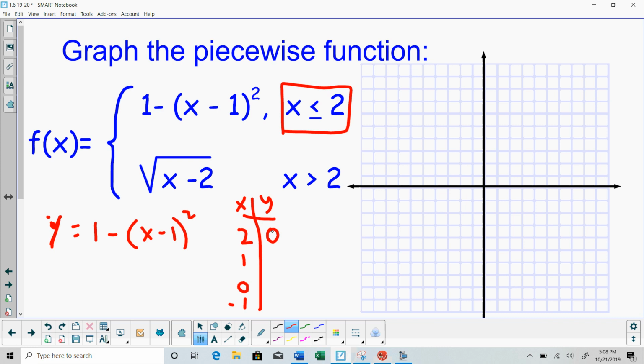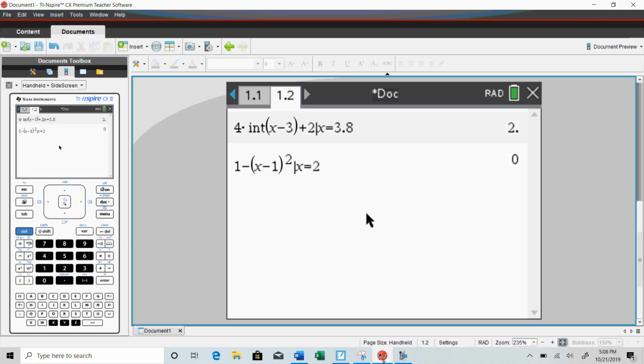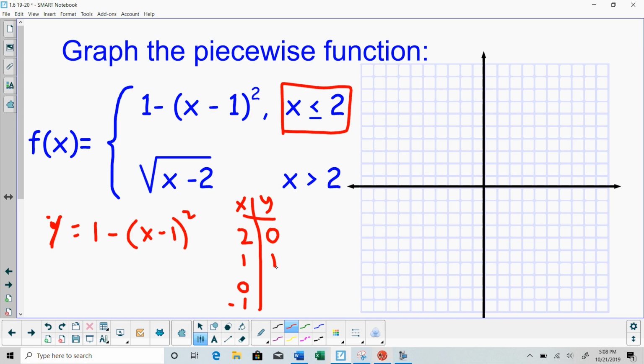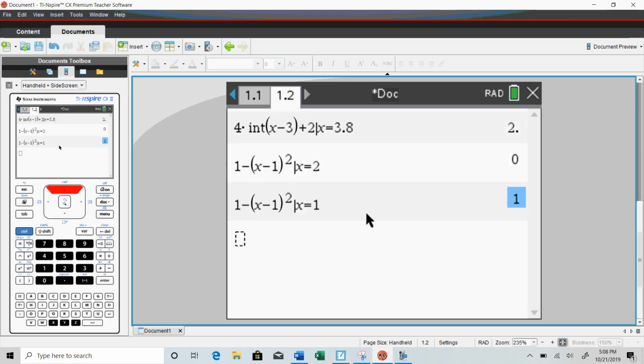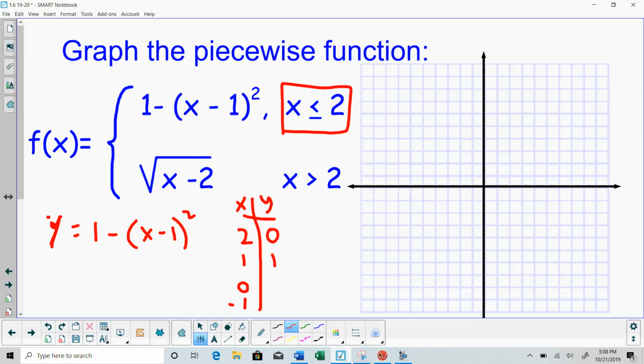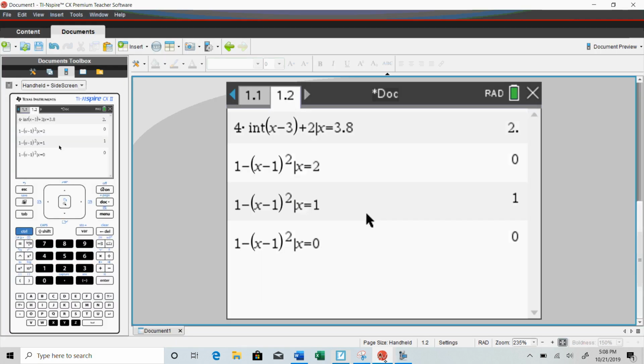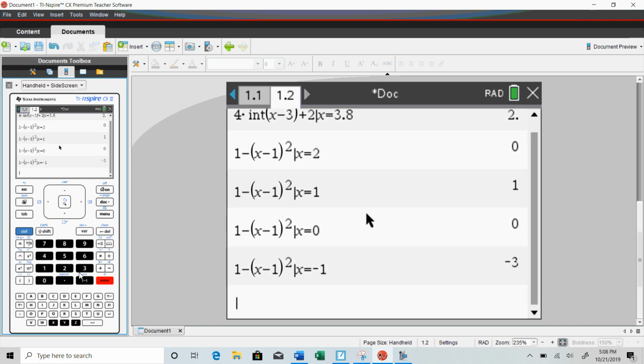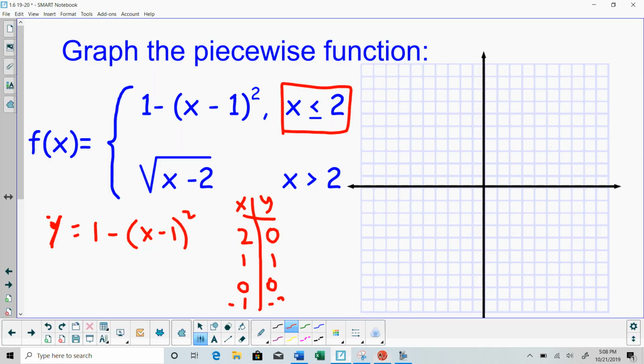Let's get this ordered pair for 1. So if I'm plugging in 1, I can just do up click, enter, and change this to a 1. And I'm getting 1. So the ordered pair is 1, 1. All right, now if I plug in 0, up click, enter, change this to a 0, I'm getting 0. So I have the ordered pair 0, 0. And let's just do one more. Let's plug in -1. So up click, enter, change this to a -1, and I'm getting -3. So the ordered pair is -1, -3.